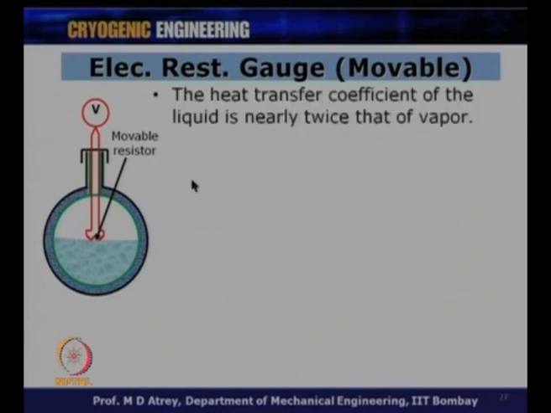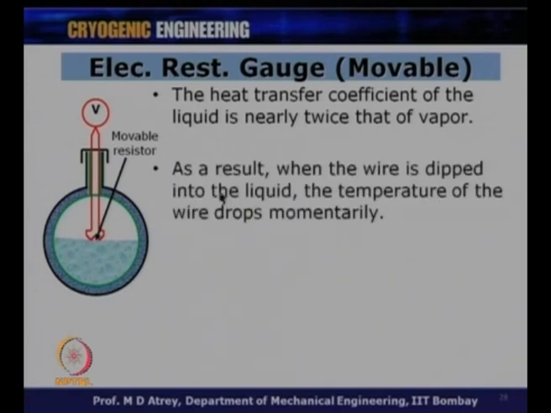The heat transfer coefficient of the liquid is nearly twice that of vapor, and therefore there will be good heat transfer in the liquid, and temperature will be low in this case, while the temperature will be higher in the gas. As a result, when the wire is dipped into the liquid, the temperature of the wire drops momentarily, and therefore there is a change of resistance and a change of voltage, which can be monitored as a level indicator.